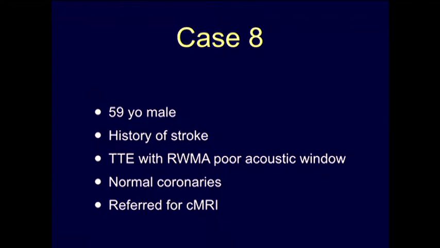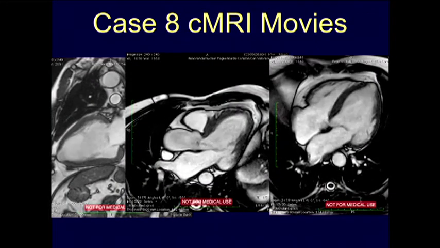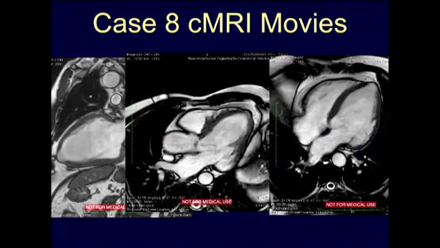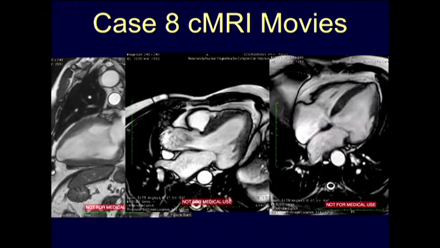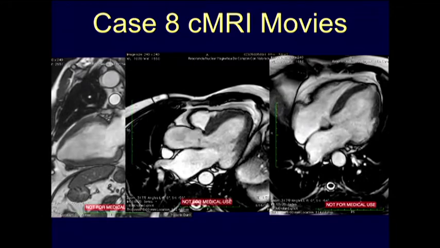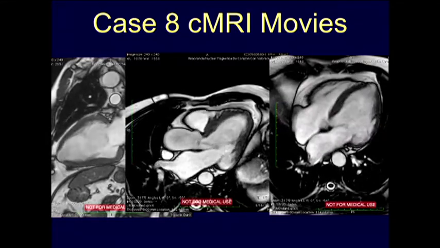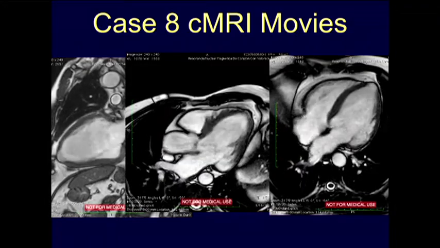Patient number 8, 59 years old, male, history of stroke, the transthoracic echo with a poor acoustic window and normal coronaries. And this is the 2-chamber view in the VOT and the 4 apical projection. Here we see an apical aneurysm, and here an inferolateral aneurysm with reduced anatomy.